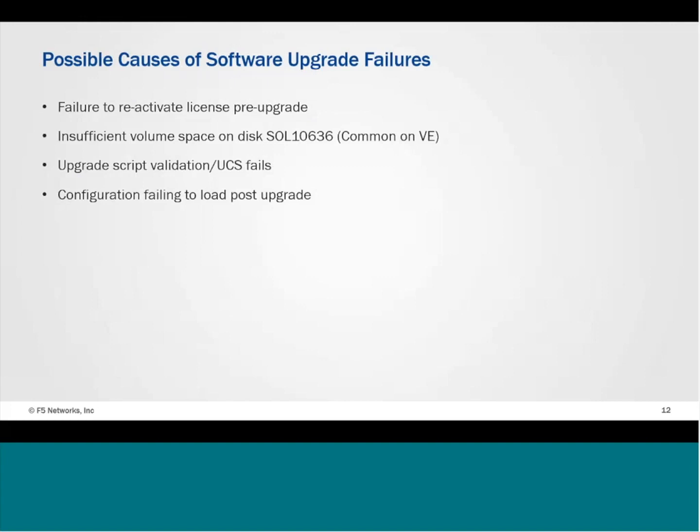Another cause is insufficient volume space on disk, and the heuristics in the QKviews usually pick up on this because they would usually give you a reference to solution 10636, which has some links within it, which in most cases give you specific information on what the actual problem is with the disk space. And for the purposes of this presentation, we'll be taking a look at the third bullet point there, which is the script validation and the UCS failure.